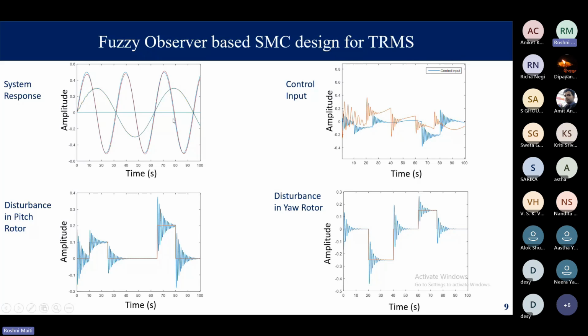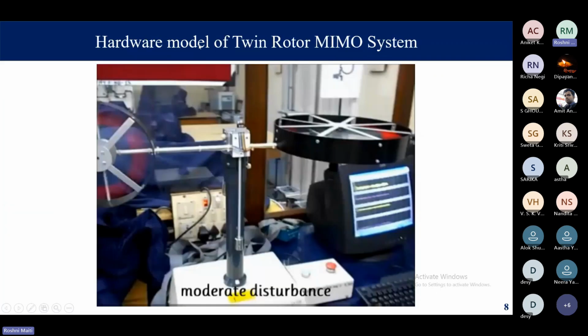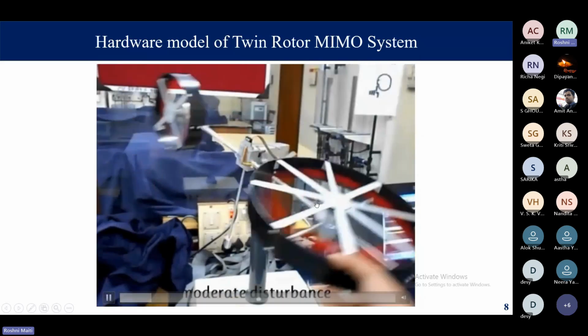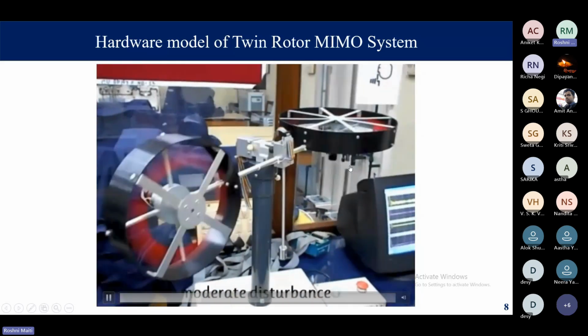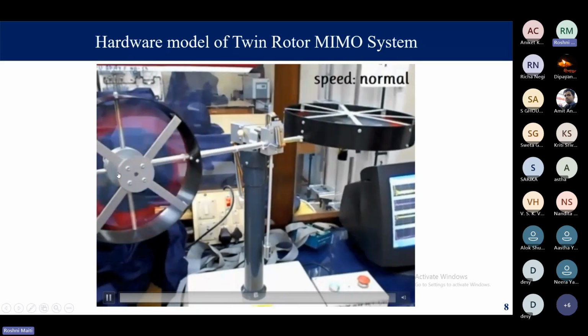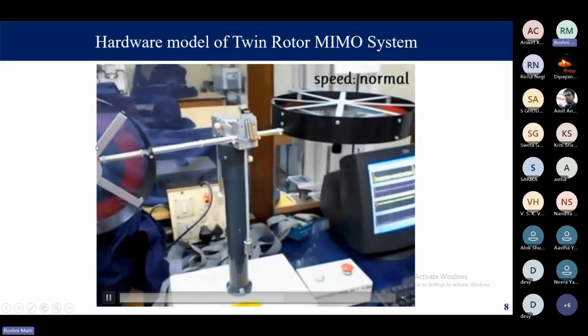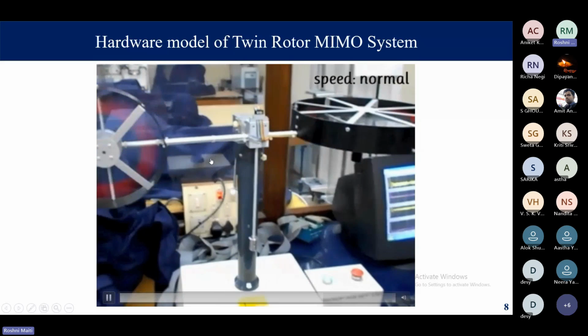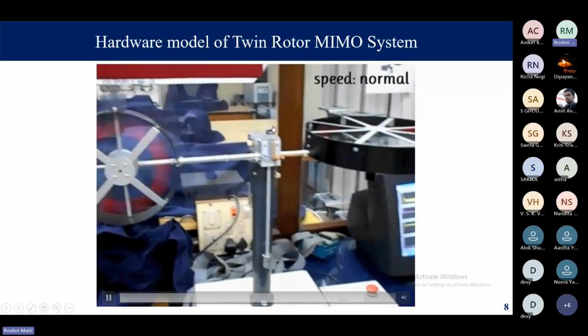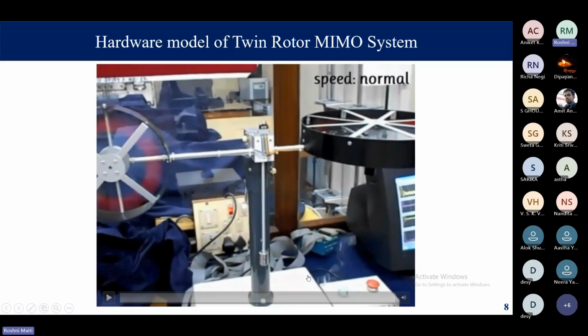For the twin rotor MIMO system, here also we can see we have two motors. One is for this pitch rotor and another one is for this yaw rotor. For the movement of this pitch rotor, that black one is the motor attached to this, and this one is the yaw rotor. Here again one motor is attached to this, and there also position encoders are there, and from that we are getting the output from this system.